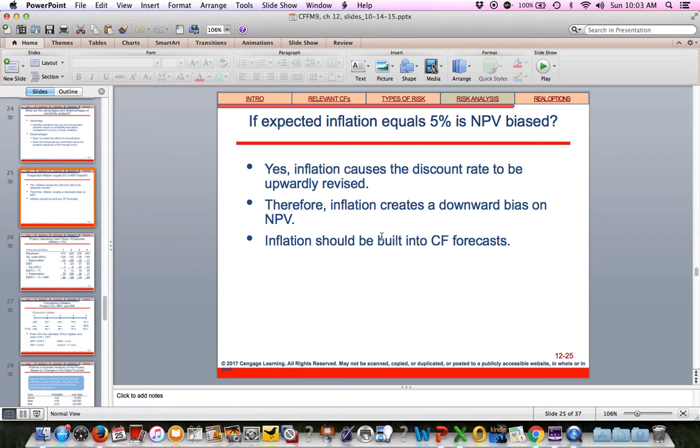If inflation is a part of the equation, if expected inflation equals 5%, is NPV biased? Yes. Inflation causes the discount rate to be upwardly revised. Therefore, inflation creates a downward bias in NPV. So if there is inflation, we better make sure we include that in the cash flow. That better come into play if we expect inflation to be a significant thing.